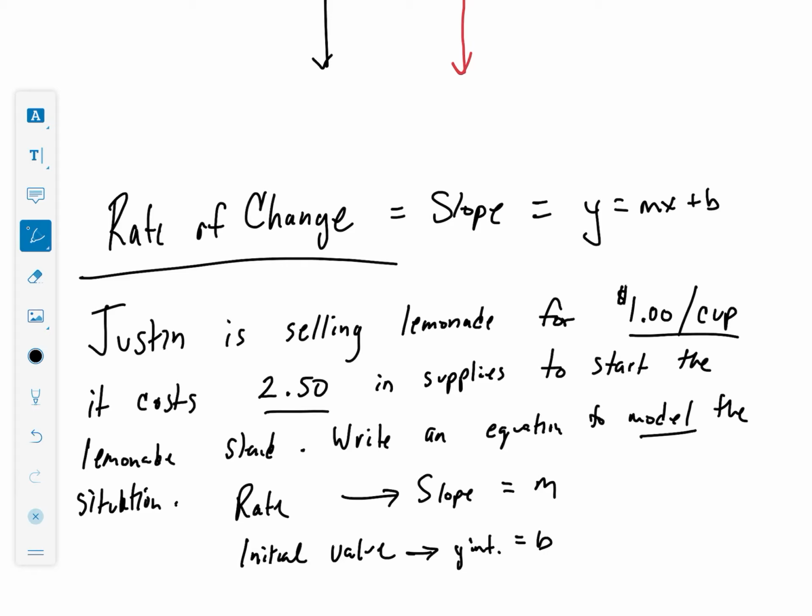Now, a lot of the time, m and y will be different variables. Perhaps c for cost, and maybe, actually, you know what? Let's take that back for a second. Let's do P for profits, how much Justin's making, and your rate times maybe your amount of cups you're selling, plus your initial value or your startup fees, right? We'll leave that as B for now.